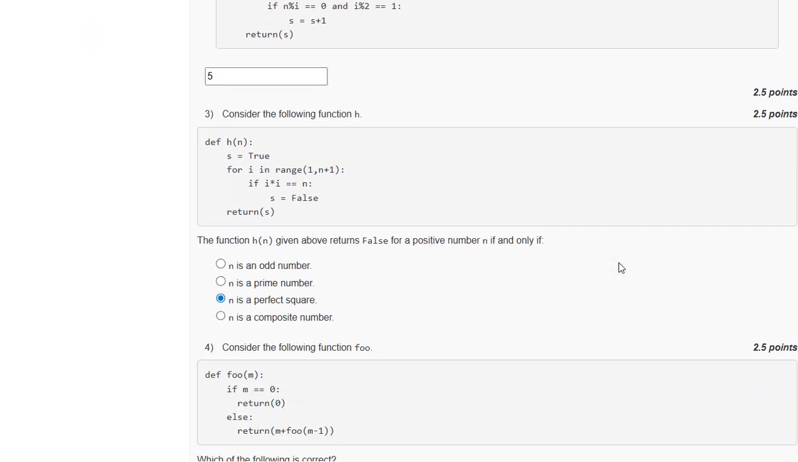Consider the following function h. H is given and initially s is equal to true. For i in range(1, n+1), it means that the range of i must be between 1 to n. We need to consider minus 1 in Python. So from 1 to n, if i into i is equal to n.